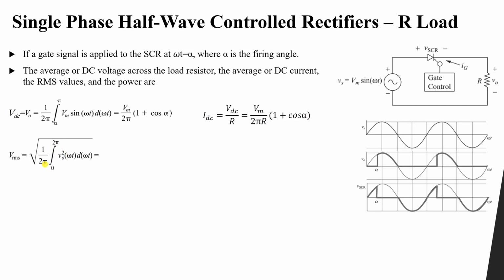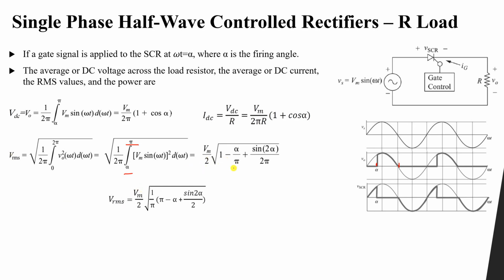Now as you can see here, this is the integration. The integration will also be from alpha to pi, here from here to here. Why? Because everything else is equal to 0. So as you can see here, from alpha to pi, for the squared function, it will give us this equation. Okay. Now what about IRMS, the root mean square current? It will be the VRMS divided by R, like this. So this is the equation here. So IRMS will be VRMS over R. So it will give us this equation.